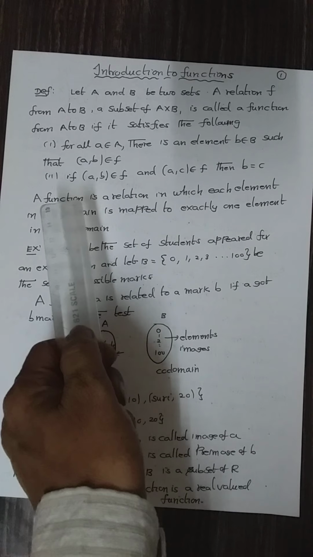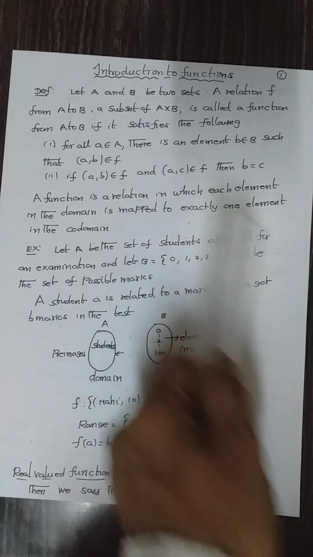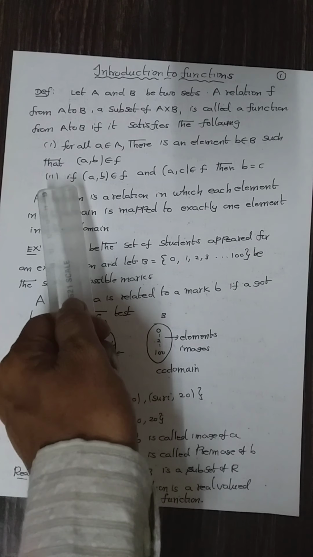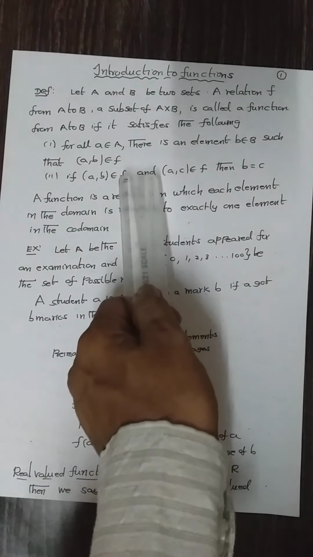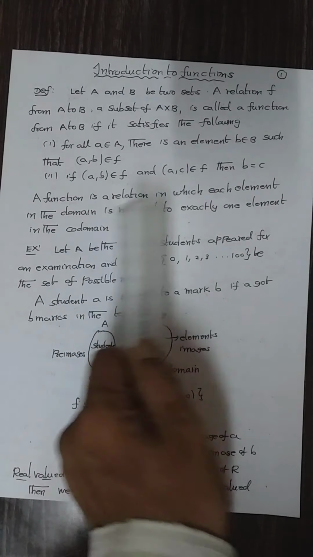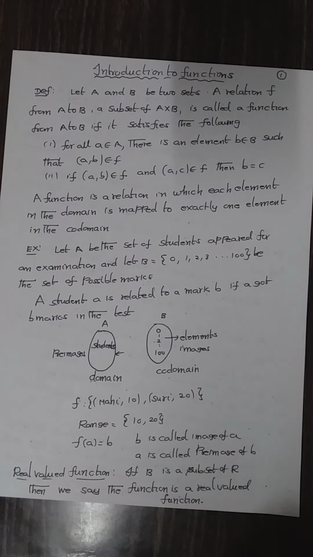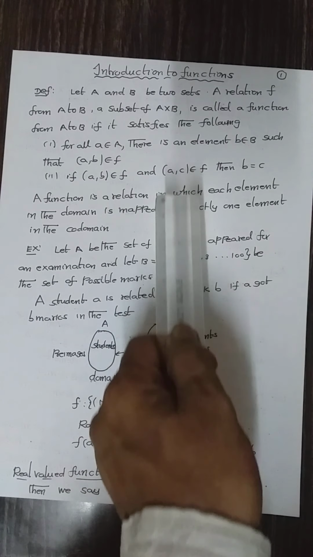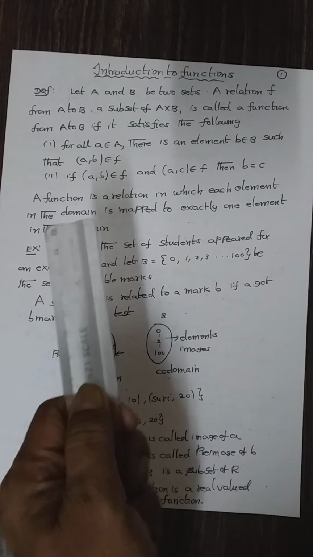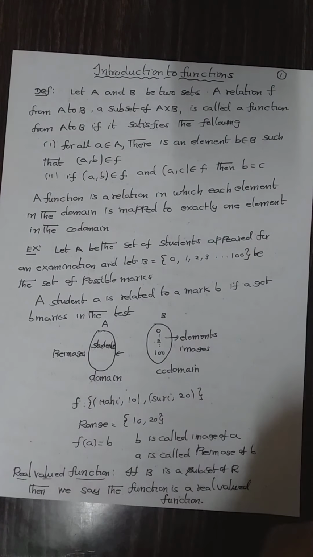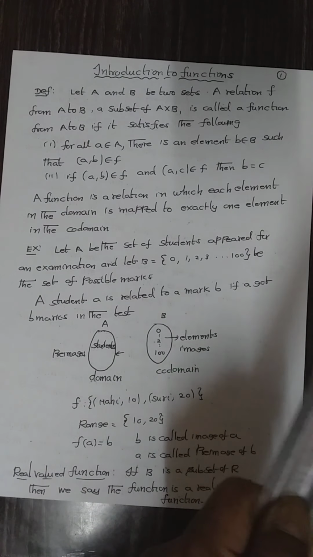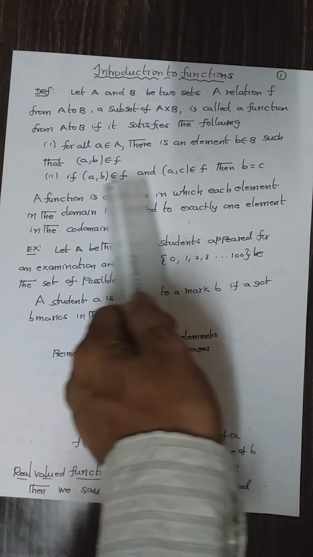This is the first condition. Second condition: suppose (a, b) belongs to F and (a, c) belongs to F, both belong to the function, it is possible only when b is equal to c. Otherwise the element a has two images, which is not a function. You understand? Many elements in A can map to one element in B, but the same element cannot map to many elements in set B. Then it is not a function. That's why this condition is given.